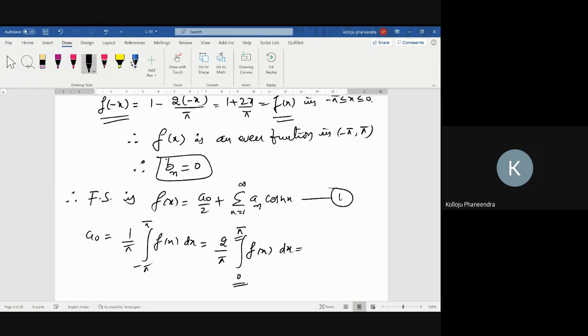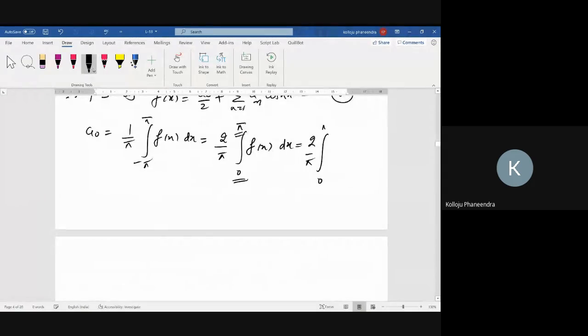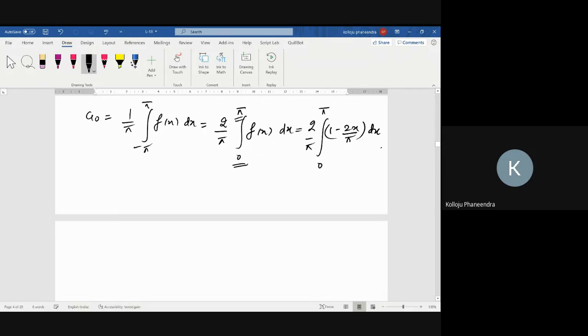And in 0 to pi, see what the limits are now: 0 to pi. In 0 to pi, what is the function value to use? No need to consider the minus pi to 0 value. This is 1 minus 2x by pi. This is the logic in this problem. According to the interval 0 to pi, we consider that function only, 1 minus 2x by pi.